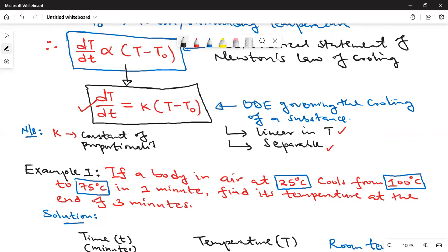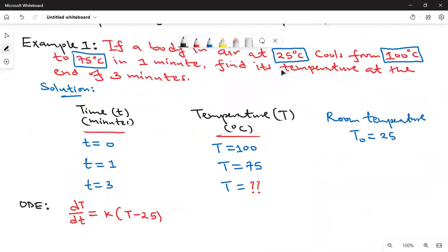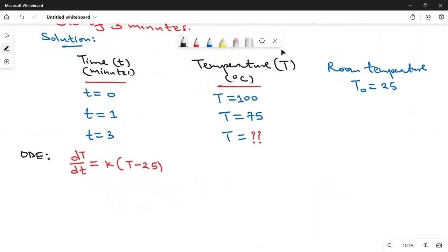So our ODE to be solved is this one, and I told you can solve it as a linear ODE or as a separable ODE. So for instance, let's solve this as a separable ODE. It's easier. When I separate the variables, I'm going to get dT over T minus 25 is equal to k dt. And you see we have the limits.